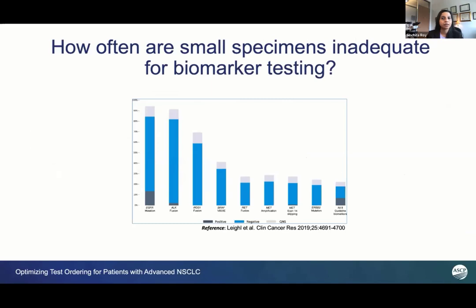So how often are these inadequate for testing? If you look at the literature, there are always different numbers thrown out there. This paper in Clinical Cancer Research looked at the guideline-recommended biomarkers. And you can see that if you're doing all 8 guideline biomarkers, there's a very small subset of cases that are adequate. The problem that I have with this particular publication is that most of the studies that were included used single gene testing. So they were testing for EGFR, and then ALK, then ROS1. If you imagine a scenario where you're testing each of these biomarkers one at a time, you're quickly going to run out of tissue. So it's not surprising that such a small subset of cases were actually adequate for all of the biomarkers.